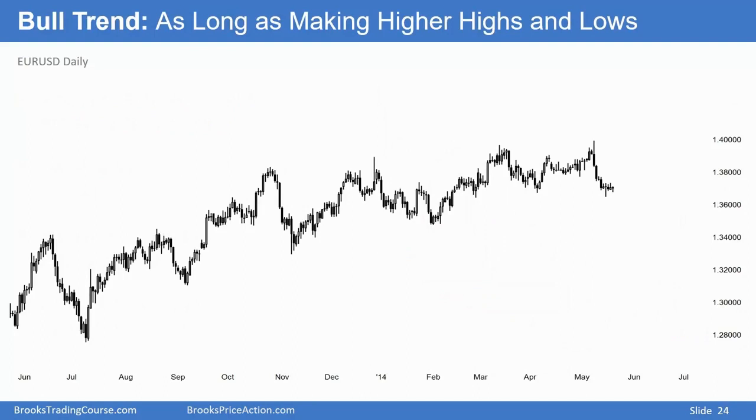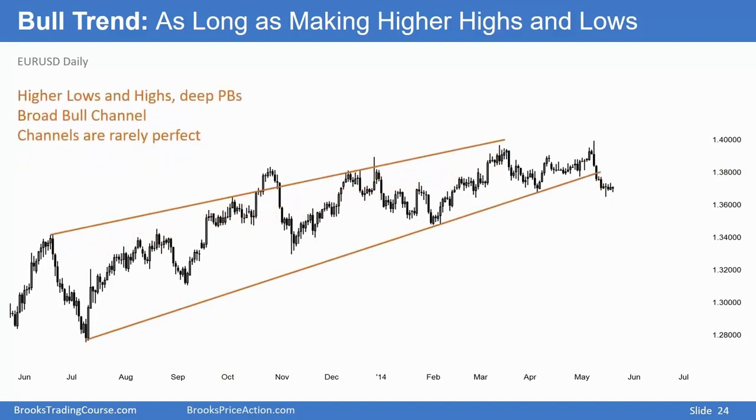Here's a daily chart of the euro versus the dollar. Again, a trend continues as long as it's making major higher lows. We have a series of higher lows and higher highs, so we're in a bull trend. But we're getting very deep pullbacks. And some of the pullbacks are strong enough so that traders would conclude that the market is always in short, no longer always in long. Yet we're still forming higher lows and higher highs.